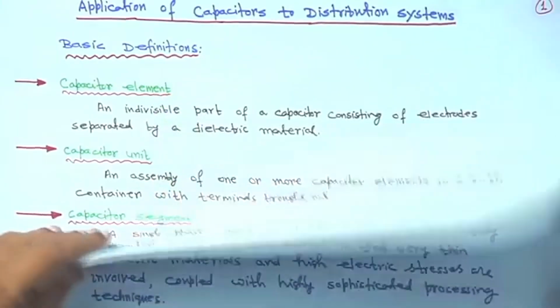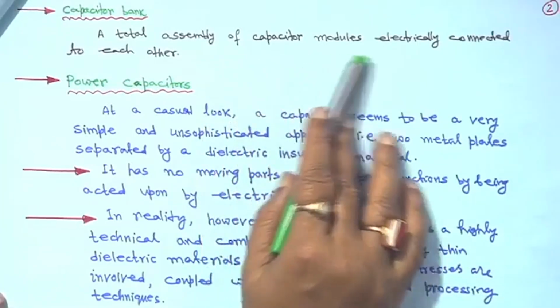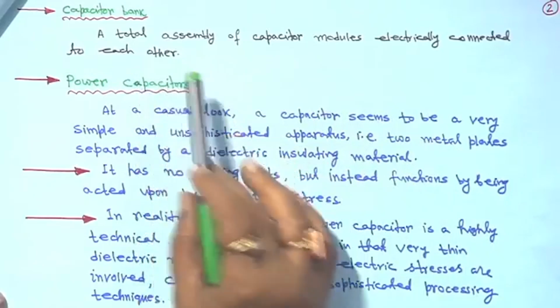So these are the capacitor element and the other basic things, and a capacitor bank is a total assembly of capacitor modules electrically connected to each other.